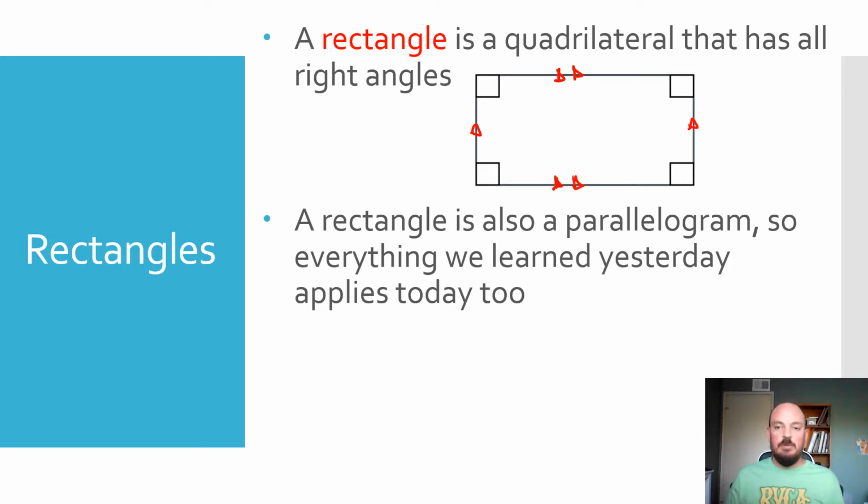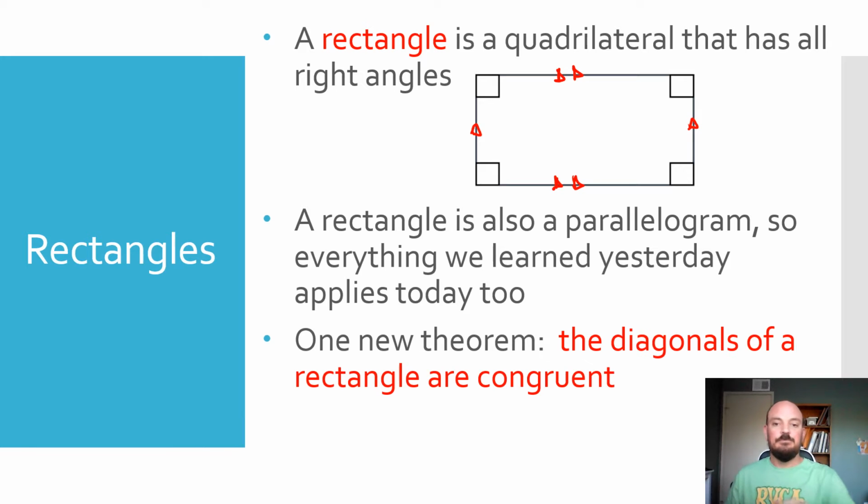We learn our theorems about parallelograms. Then when we say it's a rectangle, you say, okay, well, everything you learned about a parallelogram also works for a rectangle. But we have one new theorem. In addition to everything you learned yesterday, which means opposite sides are congruent, opposite angles are congruent, angles next to each other add up to 180, diagonals bisect each other. In addition to those 4 theorems, for a rectangle, the diagonals are also congruent.